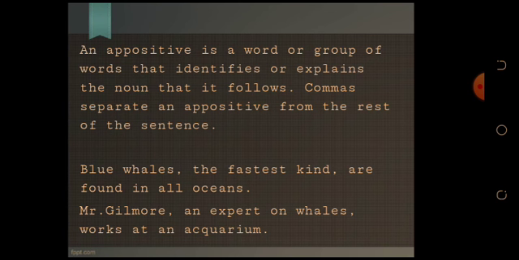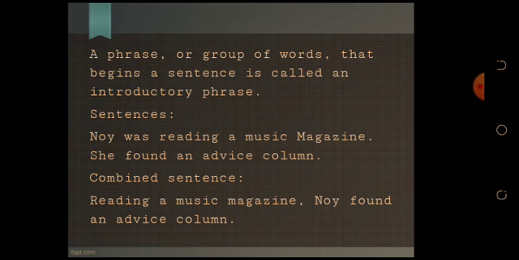Blue whales, the fastest kind, are found in all oceans. Mr. Gilmore, an expert on whales, works at an aquarium. This is the way appositives are being set off by commas. Make sure you do that in all sentences.